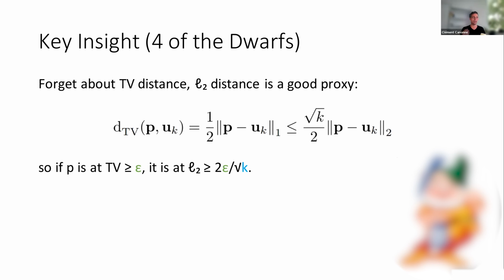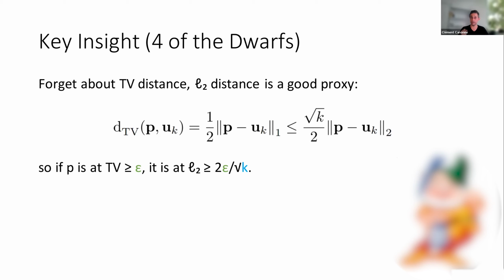What is nice usually is L2 distance, for various reasons. So maybe we can map one to the other. There is an obvious way to go from one to the other, which is the Cauchy-Schwarz inequality. It seems very loose, but what it's saying is basically that the distance between two vectors in L1 is upper-bounded by the L2 distance times square root of K, because the domain is of size K. So this is a very loose inequality, but it gives something. And we can use it to see the following, right?